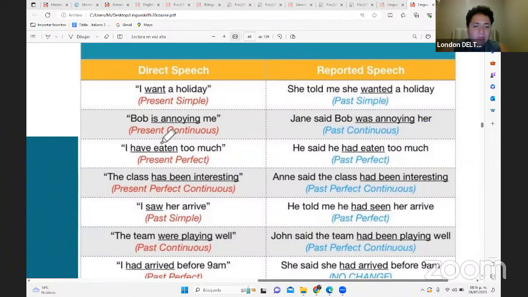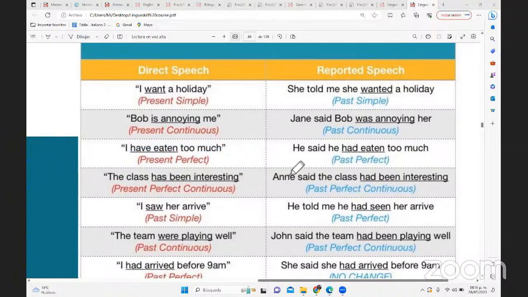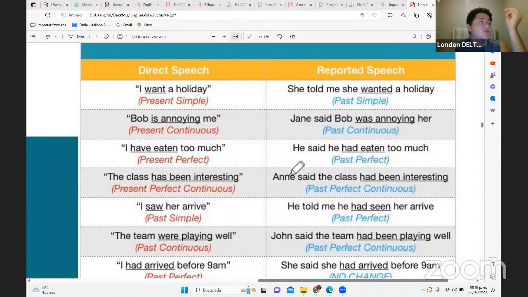Okay, so the next one, please, Lisbeth, can you read the next example, please? I have eaten too much. And in reported speech? He said he had eaten too much. Excellent. Entonces, el pasado del presente perfecto, si nos vamos un tiempo atrás, sería el pasado perfecto. Ok? I have eaten too much. He comido demasiado. Él dijo que había comido demasiado. Entonces, eso es lo que tenemos que hacer en el reported speech.